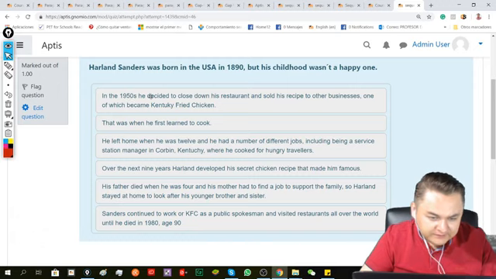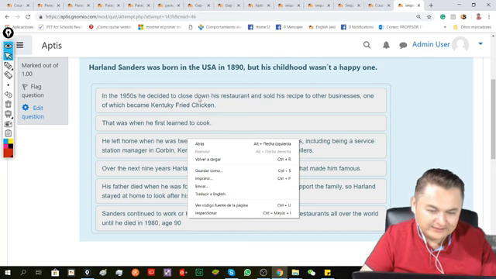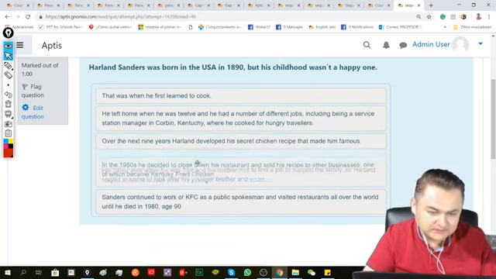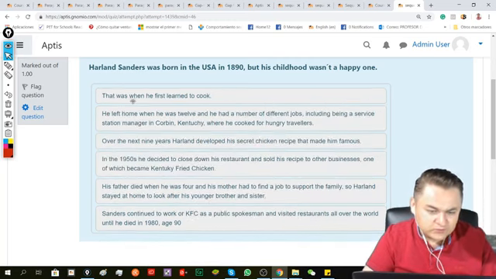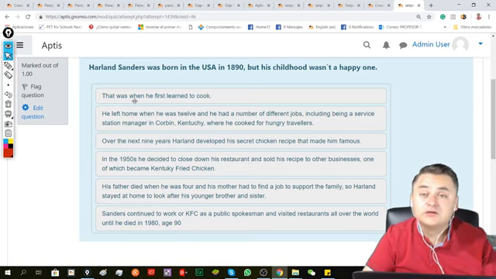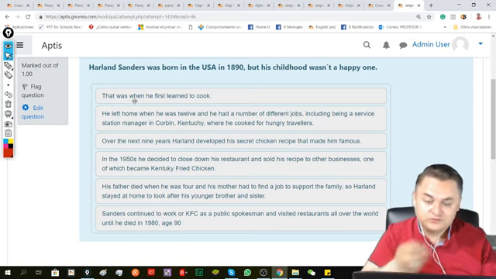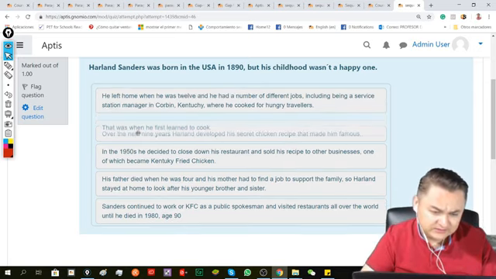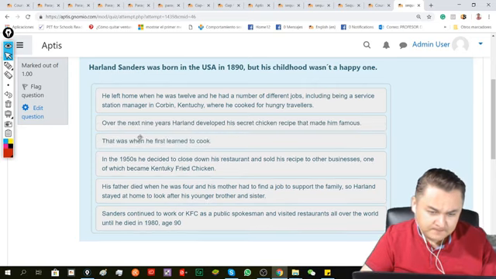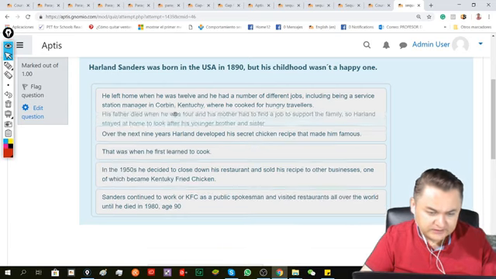In the 1950s, if he was born in here, I think I need more time. So let's see. That was when he first learned to cook. What happened first so he learned to cook? Let's see. Okay. I have this one here.